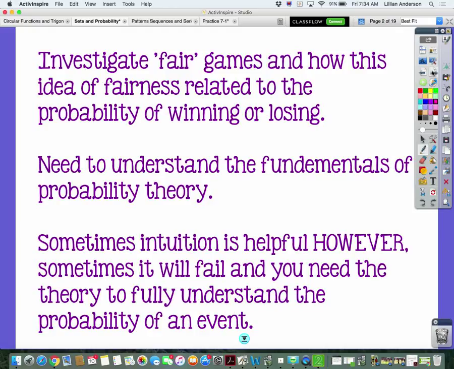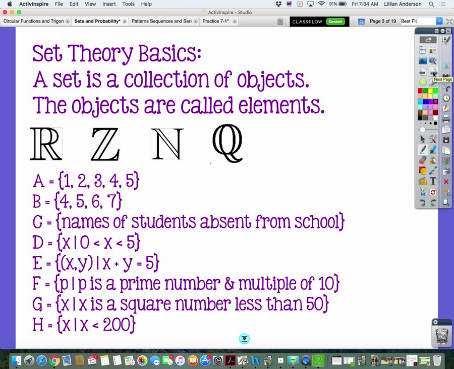Now I know we can pretty much use logic and intuition to try to figure some of these things out, and sometimes that's helpful, but at the end of the day it does fail at times, and you need to be able to rely on the theory of probability to truly understand why the probability of something happening is what it is. You got to use the numbers, you got to use the math to actually make it work. So we're going to start off with set theory before we get to probability theory and the basics.